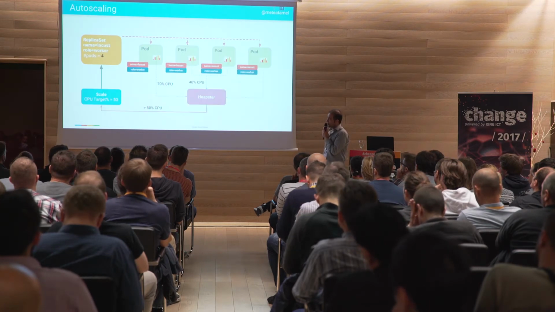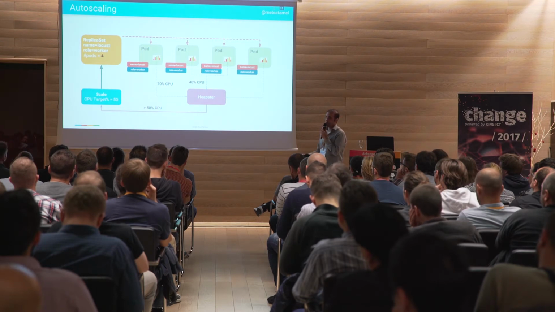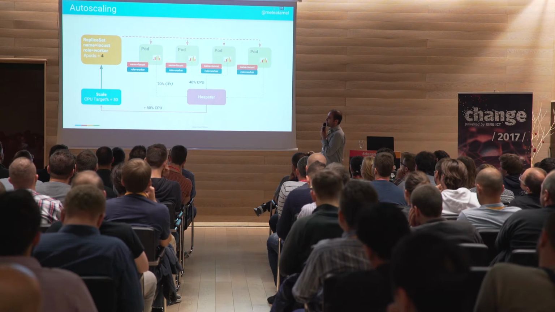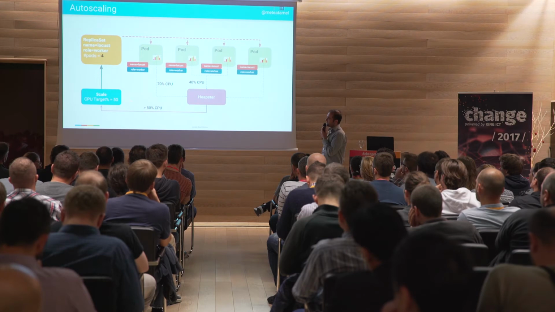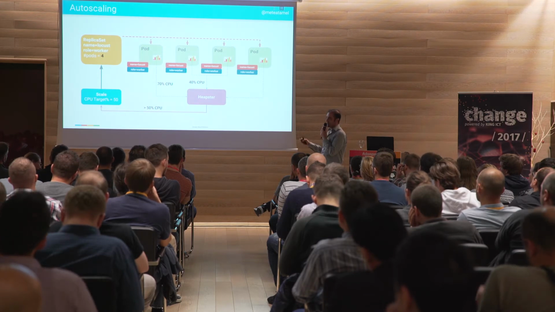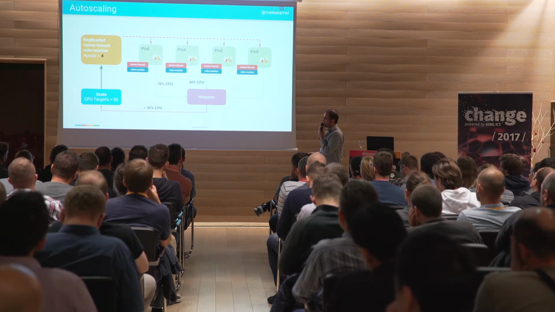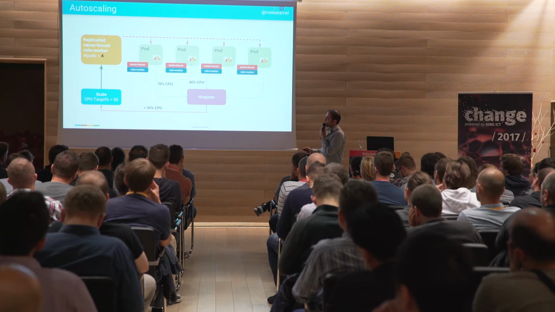If you don't want to do manual scaling, you can do auto scaling. You can install something called Heapster that will collect some CPU metrics from your pods, and then you can set a rule in the Replica Set and say, I want to scale if the average CPU target is more than 50%. If this reports that, then Replica Set will add more pods until the average goes down.